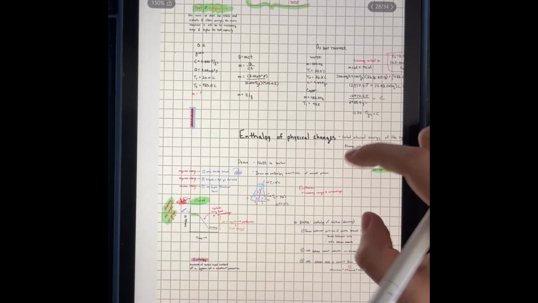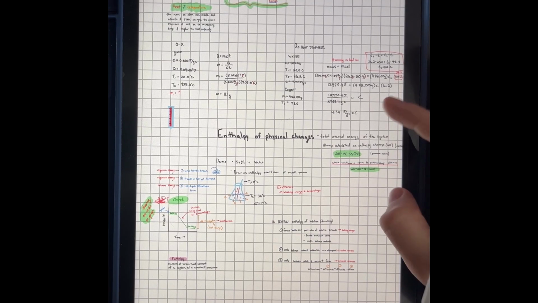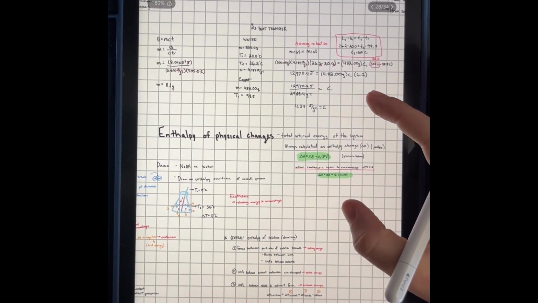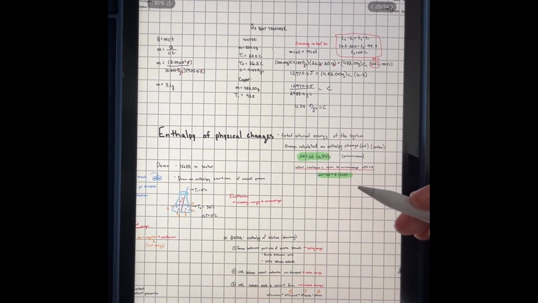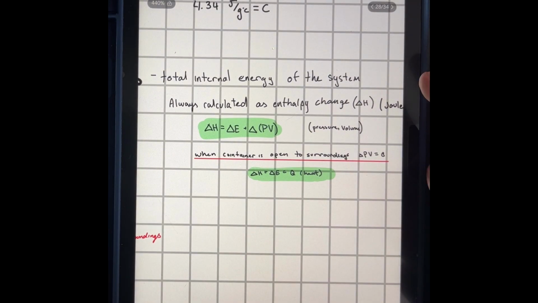Okay, we have to do some enthalpy of physical changes. So total enthalpy of physical changes is total energy of the system. It's always calculated as enthalpy change, so that is delta H. And then what does this say? When container is open to surroundings. Okay, all right.